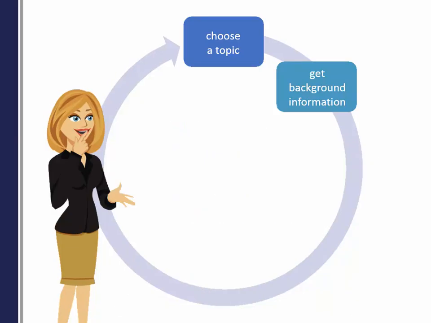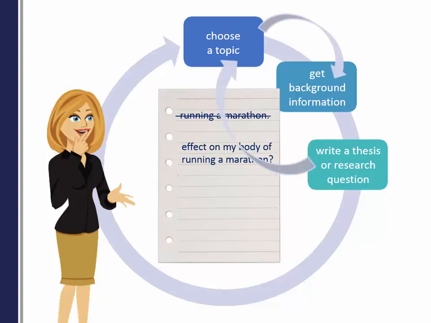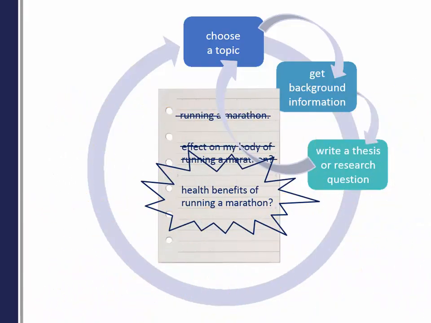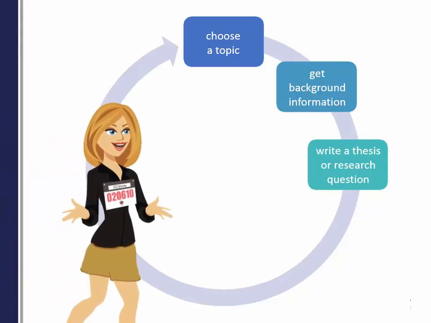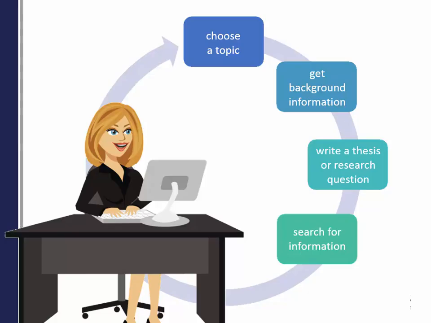Once you learn more about your topic and what information is available on it, then you are ready to write your thesis statement or research question. You may go through this step a few times until you get a good feeling about the types and amount of information available to help support your thesis or answer your research question. Once you have a solid thesis statement, you'll perform more targeted research. This step takes time, trial and error, and repetition.